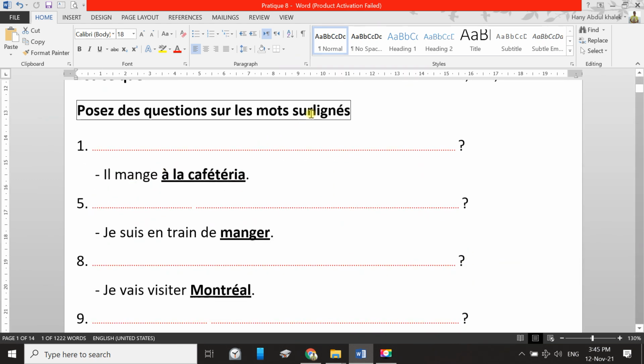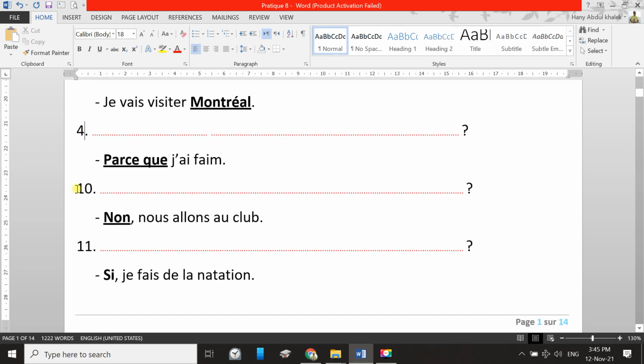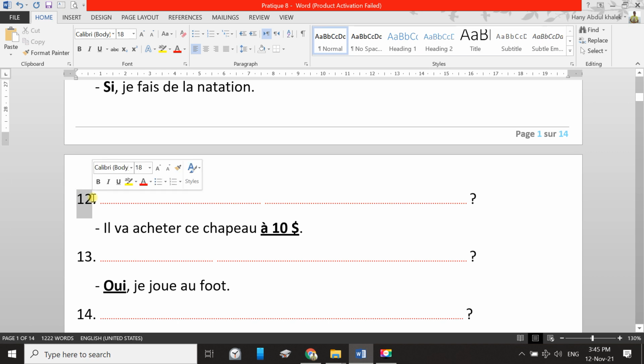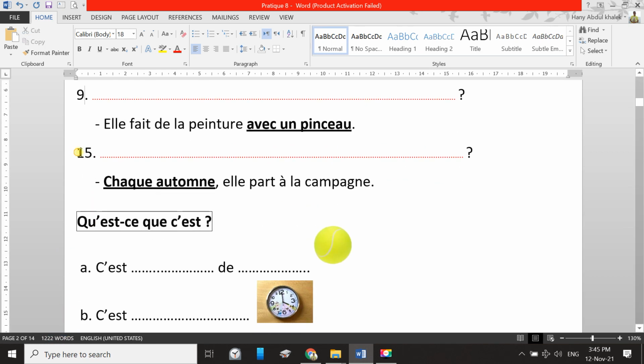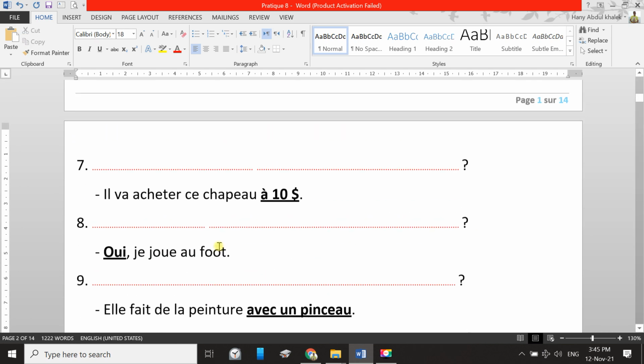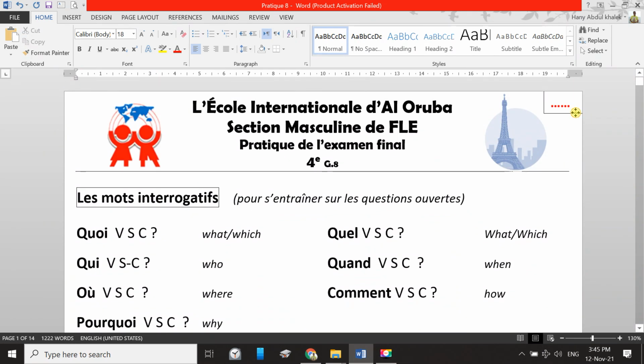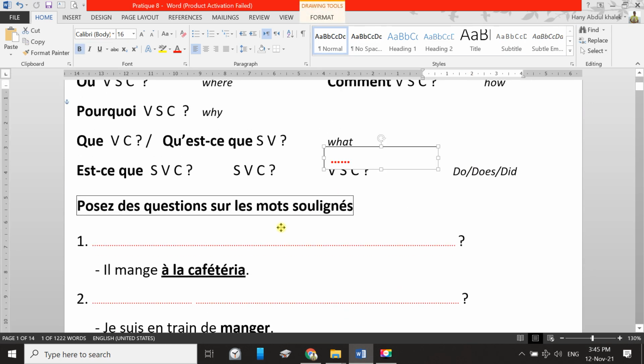Poser des questions sur les mots soulignés. There is a mistake here, sorry, it's souligné. And there is another mistake in the numbering, les chiffres. I think there is a mistake in the formatting. Okay, let's check it together: 5, 6, 7, 8, 9, and 10. Okay, let's write the answers together, or let's take this as a model.